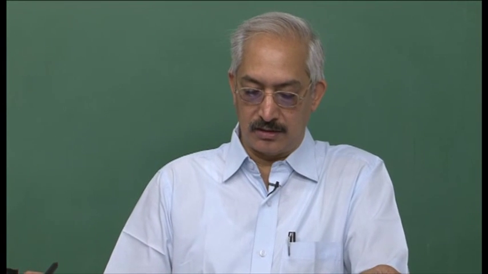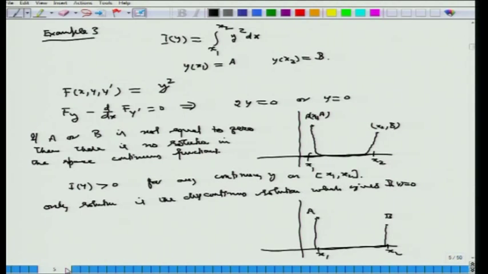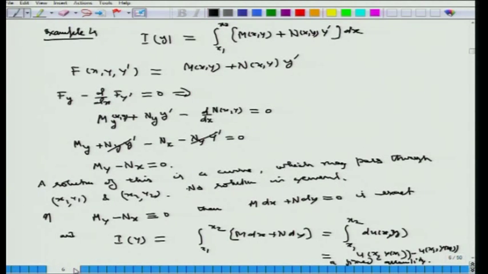So if a and b are not on the x axis, that means a and b are not equal to 0 respectively, then the points (x1, a) and (x2, b) are not on the x axis, and there is no solution of this problem in the space of continuous functions. The only solution to this problem is a discontinuous function given by this figure here, and so we do not have an extremal in general in the space of admissible curves.